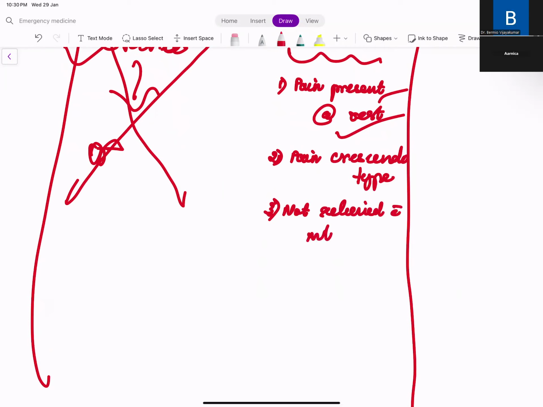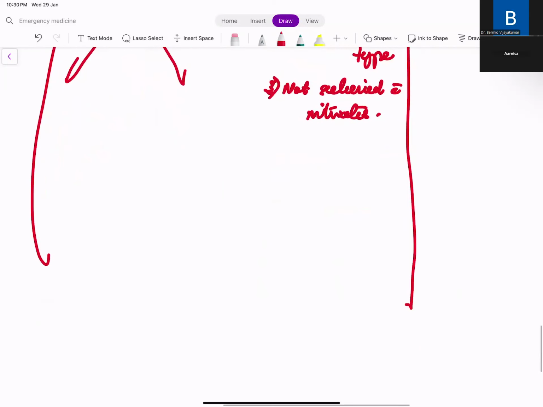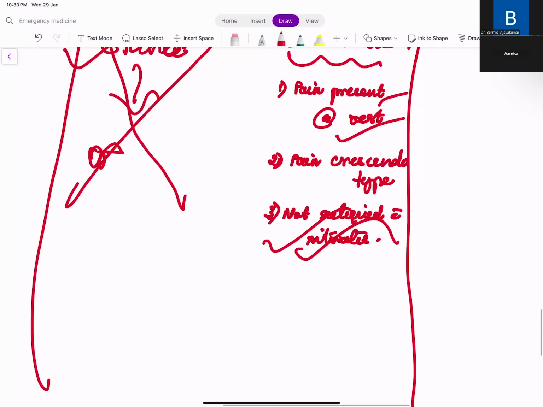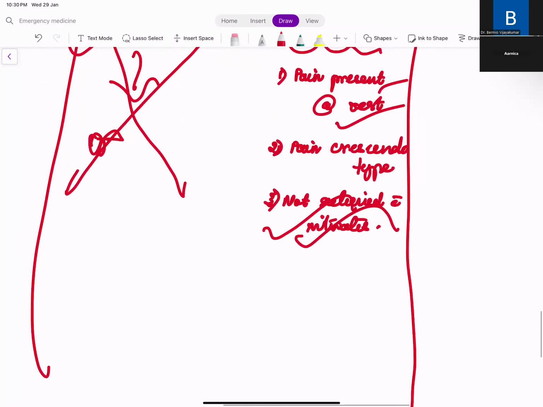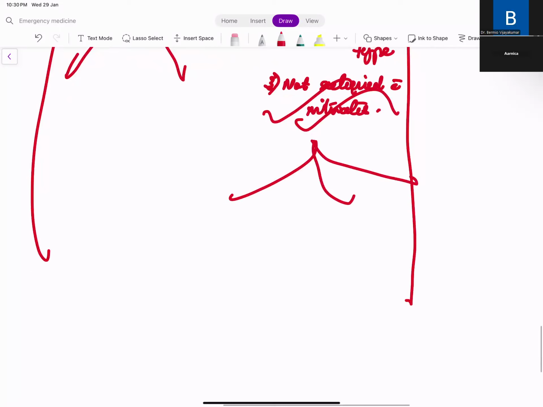So usually patients with stable angina, their pain gets relieved on taking rest or taking nitrates. If the pain is not relieved with nitrates, then it is an unstable type of variant. So pain is crescendo in nature. Pain is present even at rest. It is not relieved with nitrates, then it is called unstable angina. So this is also called acute coronary syndrome.